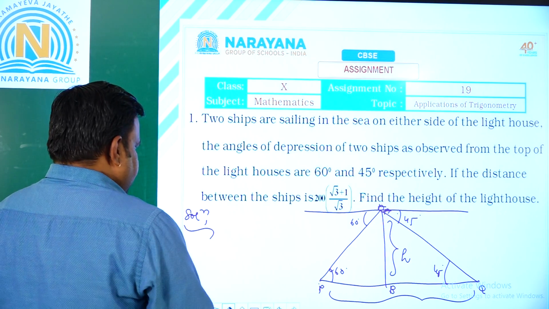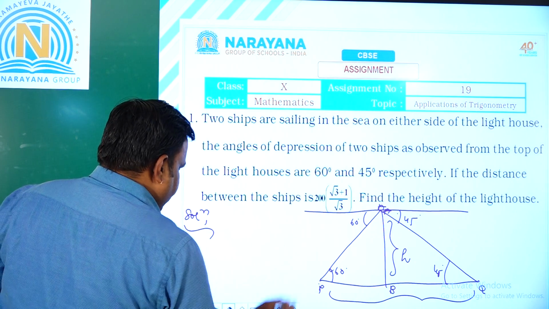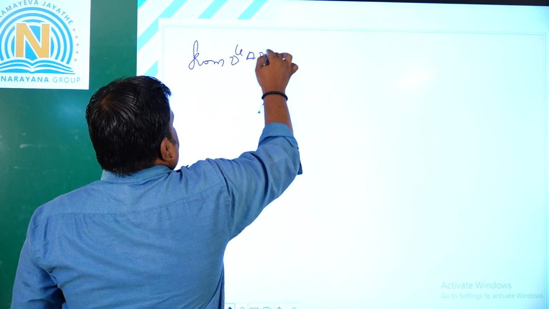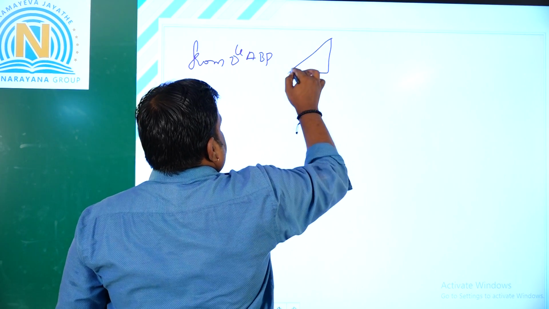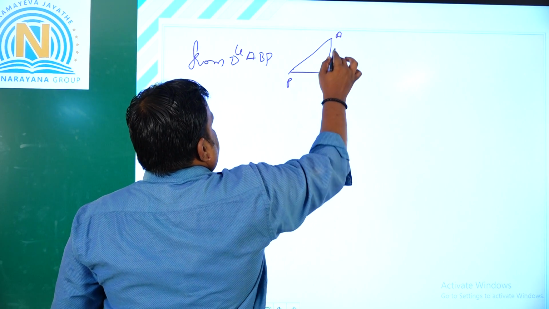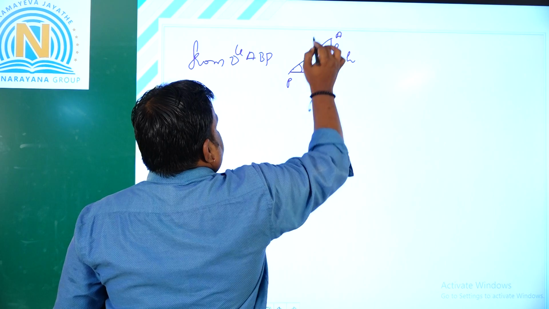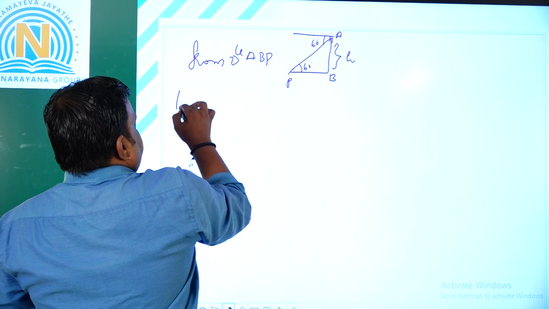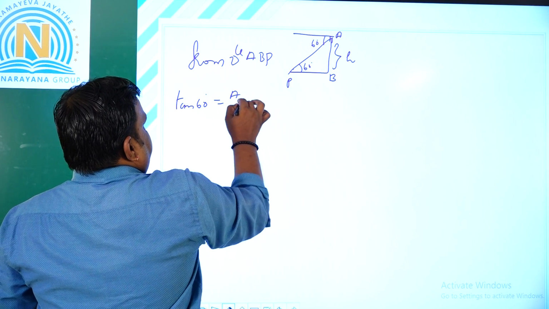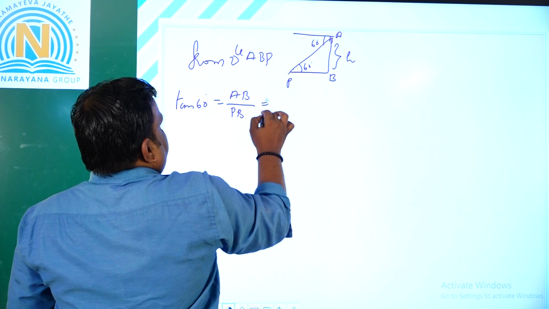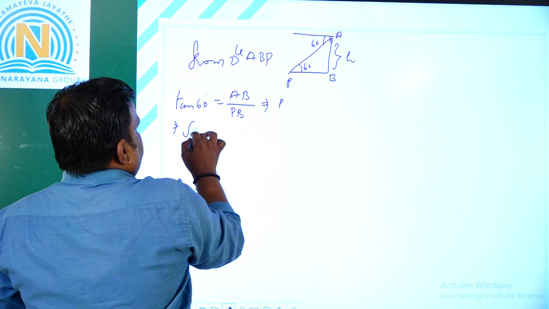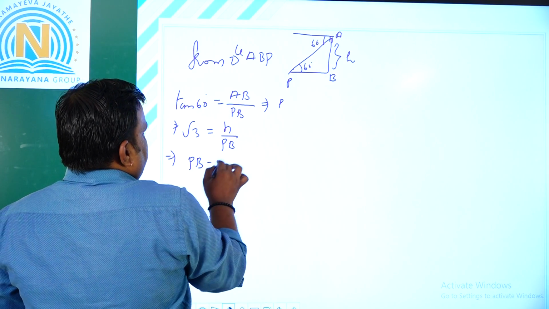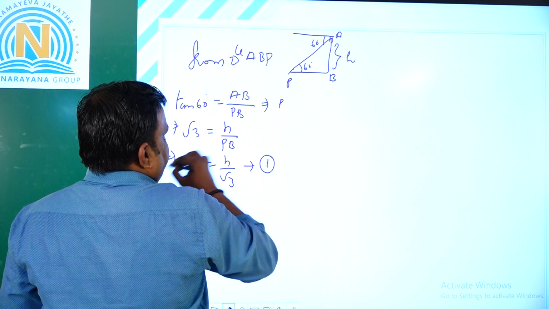Now let us start with the first triangle, triangle ABP. This is height H. This is 60 degrees. This is the reference line. This also is 60. From this part, tan 60 degrees is equal to AB by PB. The tan 60 value you know, that is root 3, is equal to H by PB. From this part, PB is equal to H by root 3. Name this as the first equation.